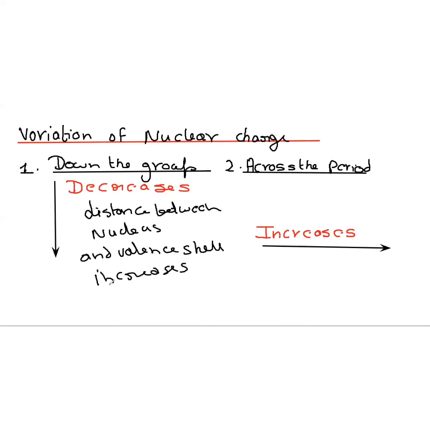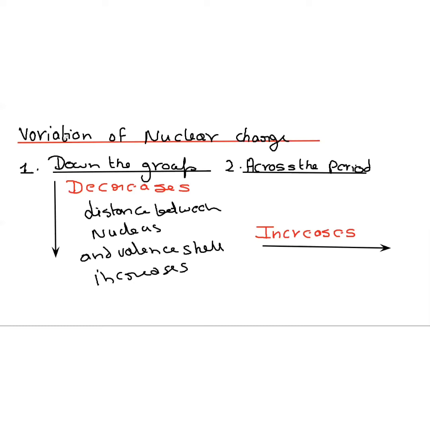It's just like if we have a magnet and we take a magnetic substance, suppose a piece of iron, away from the magnet, then the force between the magnet and the iron piece will decrease. The same is going to happen here. As you have already seen, when we move down the group, the number of shells increases one by one. So when the distance between the nucleus and the valence shell increases, the nuclear force will become weak.